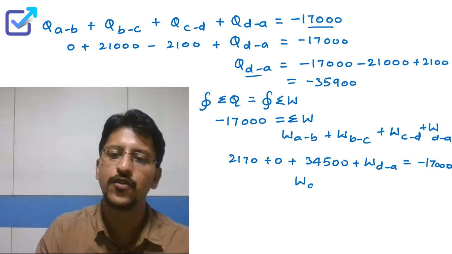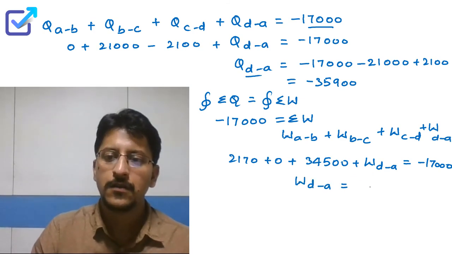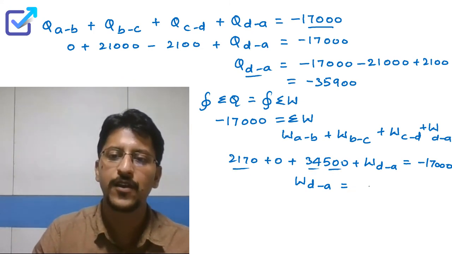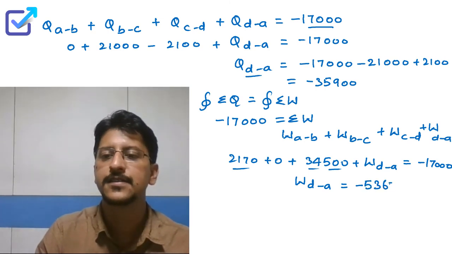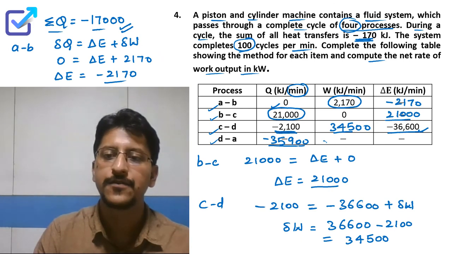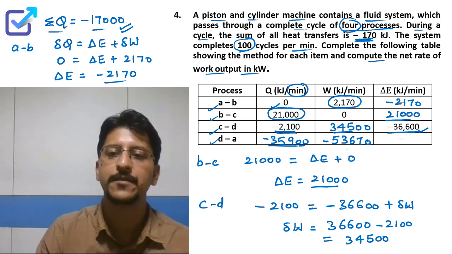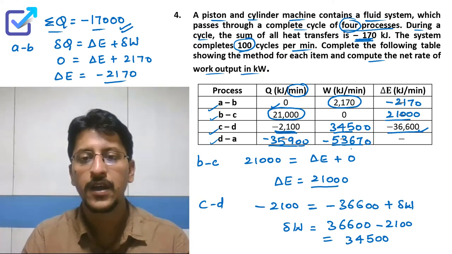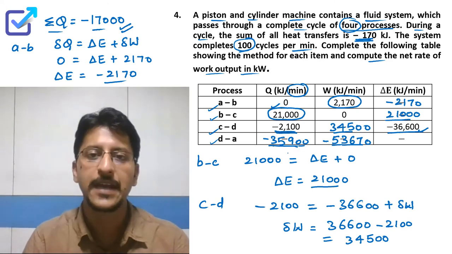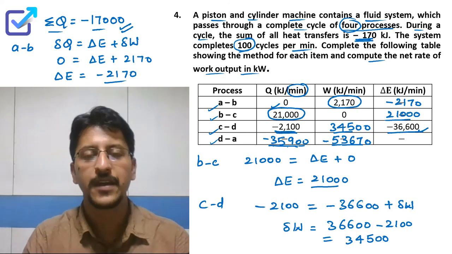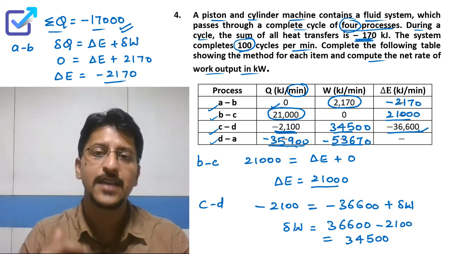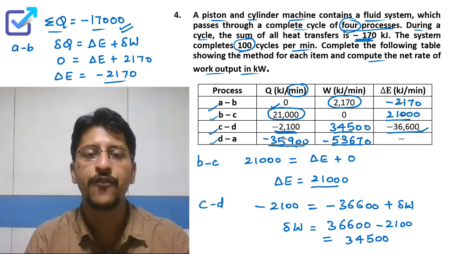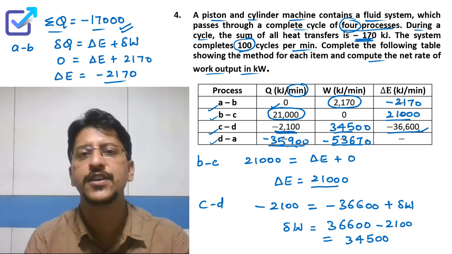So on solving this, we will get the value of D to A as minus 17,000, minus 34,500 and minus 21,700. So we will get this value as minus 53,670. That means this much amount of work is done on the system. Since this work done on the system is more than the heat being taken out of the system, if we take the net effect of both of them, the energy is entering into the system. So since the energy is entering into the system, it will be stored in the form of internal energy or the total energy of the system.